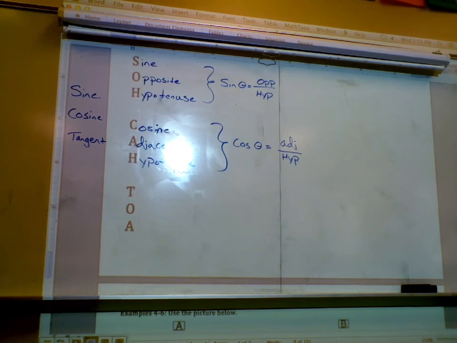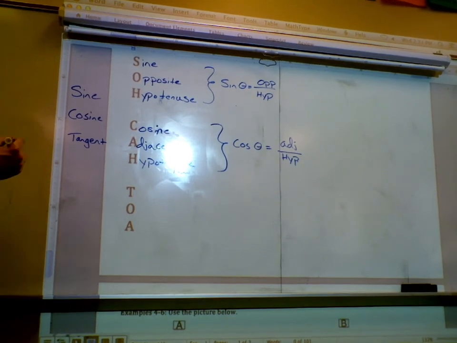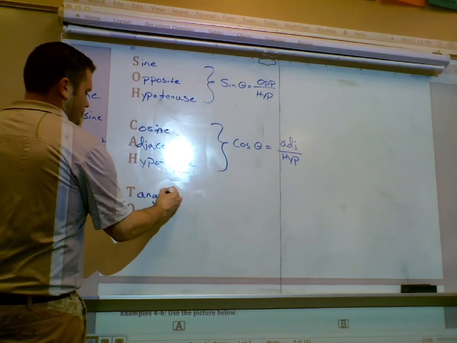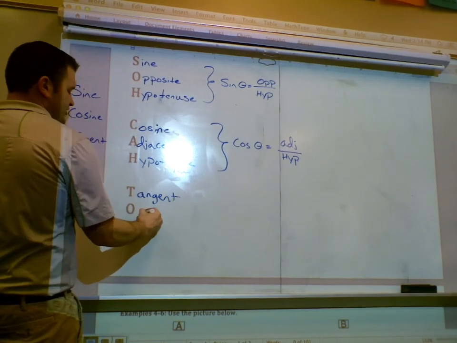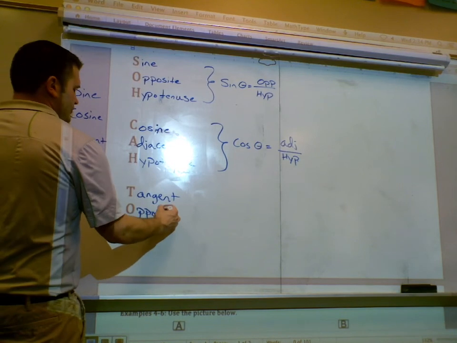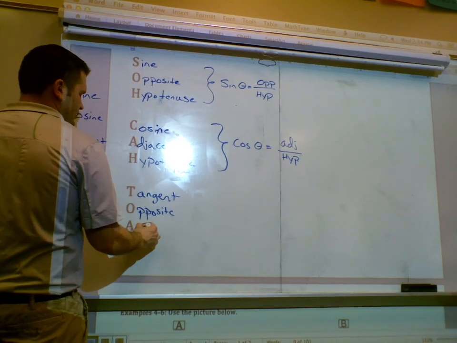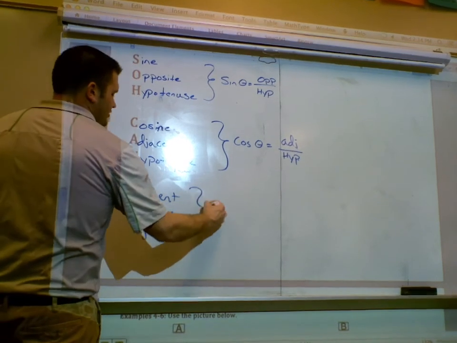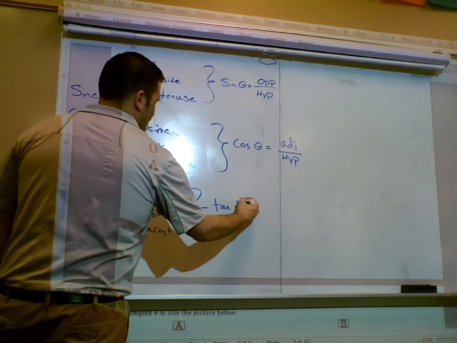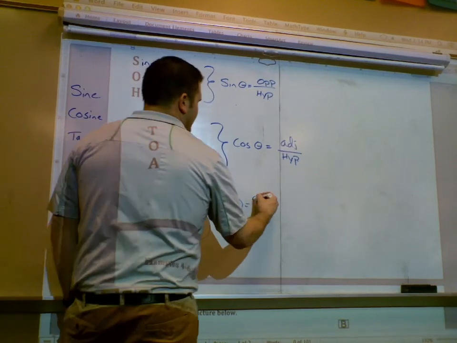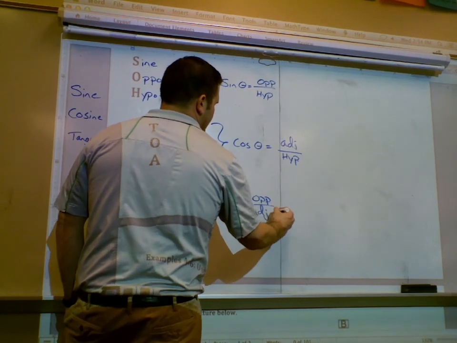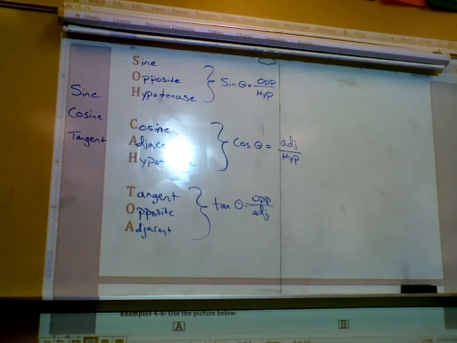And TOA. What does TOA mean? T is tangent, O is opposite, A is adjacent. So this means that tangent of theta equals opposite over adjacent.